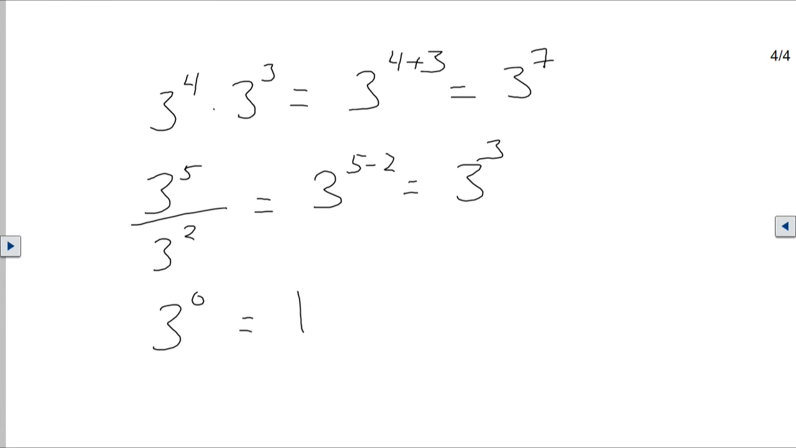Anything to the 0 power is always going to be equal to 1, with our one exception being 0 to the 0 power. And a negative exponent, like 3 to the -3rd, we simply put 1 as our numerator, and then our denominator becomes, in this case, 3 to the positive 3rd. We use the positive form of the exponent there, with 1 being our numerator.